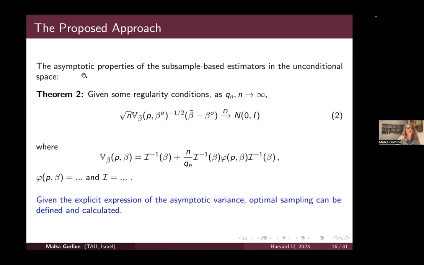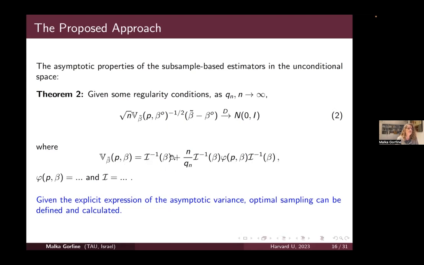Then the next step was to show the asymptotic properties of the beta tilde estimator, the subsample estimator, in the unconditional space. And then we showed that under some regularity conditions, beta tilde is a consistent estimator of the true value of the regression coefficient vector. And also it is asymptotically normal. And we were also able to provide a closed form for the variance matrix. The variance matrix consists of two terms.